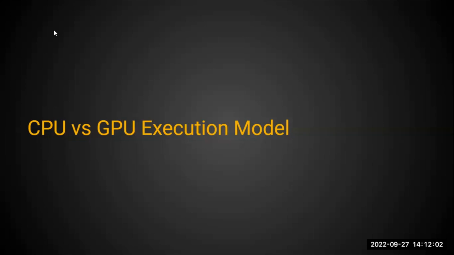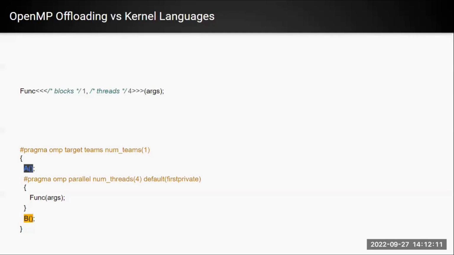Okay. Let's talk about the CPU versus GPU execution model, which was also a fun thing to think about for a while. So up there, you see a CUDA kernel launch, where the kernel is called func. We start one block. We start 4 threads, and we pass args to the kernel. That's more or less how a CUDA kernel launch looks like.